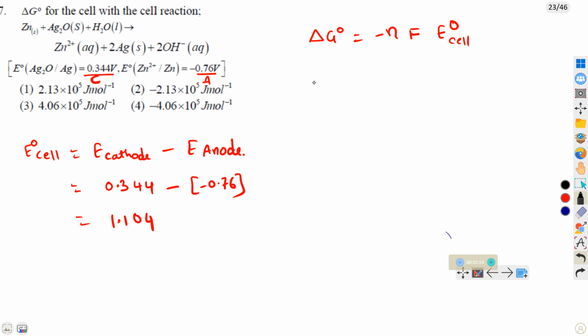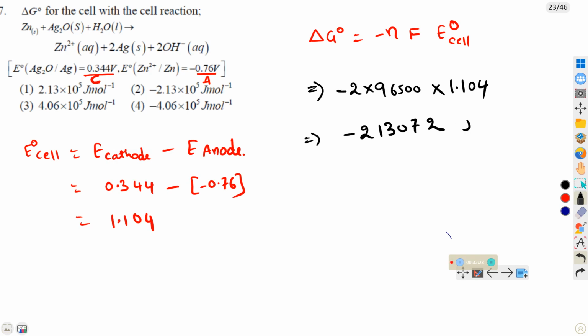Now substitute here: minus 2 into 96500 into 1.104. Simplify, then you will get minus 21307 joules, or it can also be written as minus 2.13 into 10 power 5 joules. Second option, correct option.